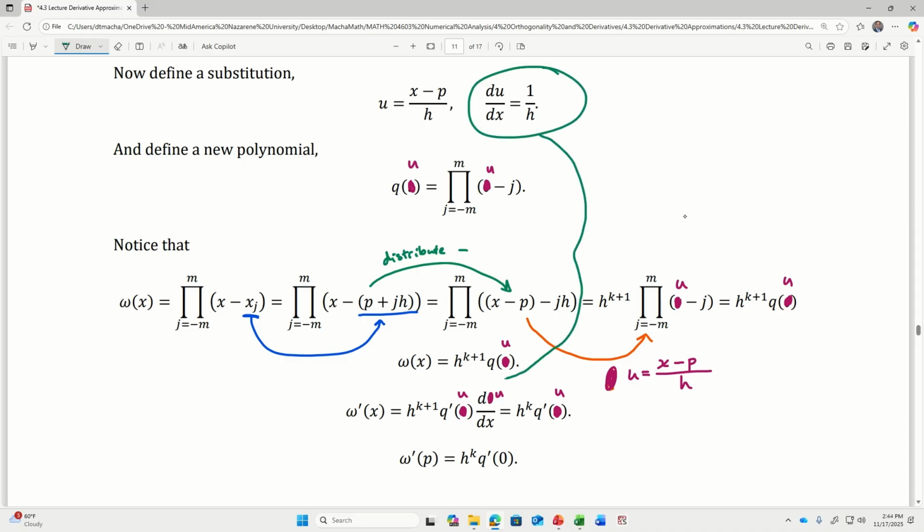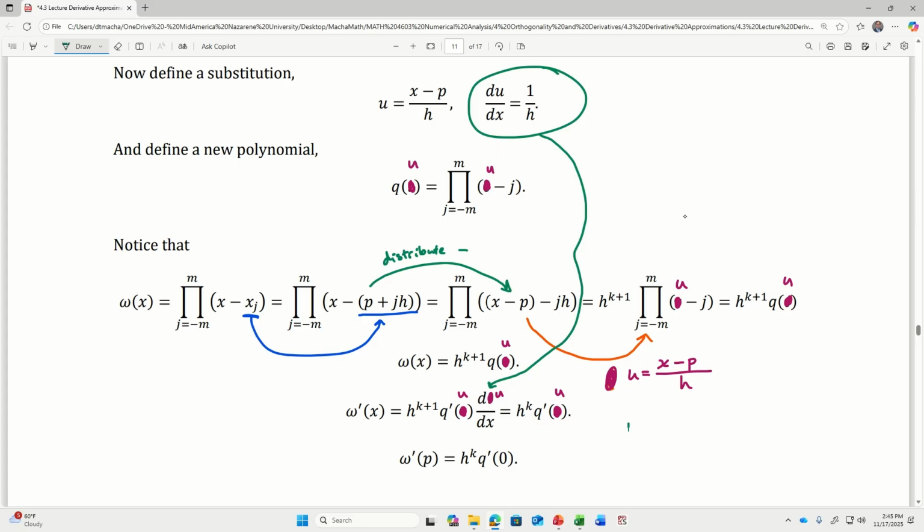This derivative of u with respect to x is 1 over h. And that's why the power of h goes down from h to the k plus 1 to just h to the k. It's because of that derivative chain rule. So we find that omega prime at p is the same thing as h to the power k times q prime of 0.